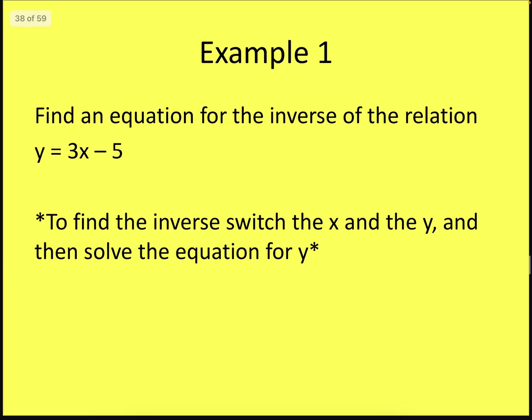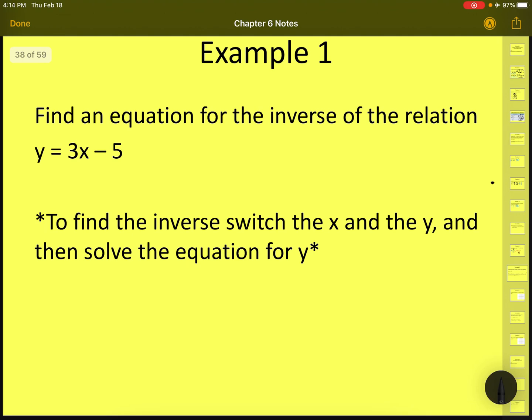So for example 1, we're going to find an equation for the inverse of the relation y equals 3x minus 5. In order to do this, we're going to find the inverse by switching x and y and then solving that equation for y. So I started out with y equals 3x minus 5. First thing, switch x and y around. So y becomes x and x becomes y. And now we're just going to solve for y.